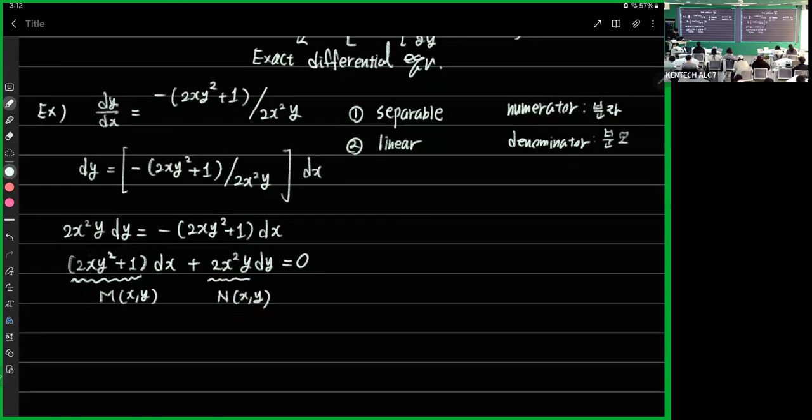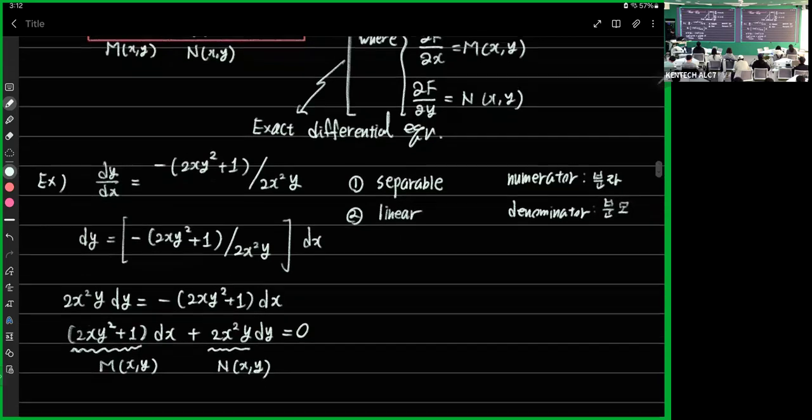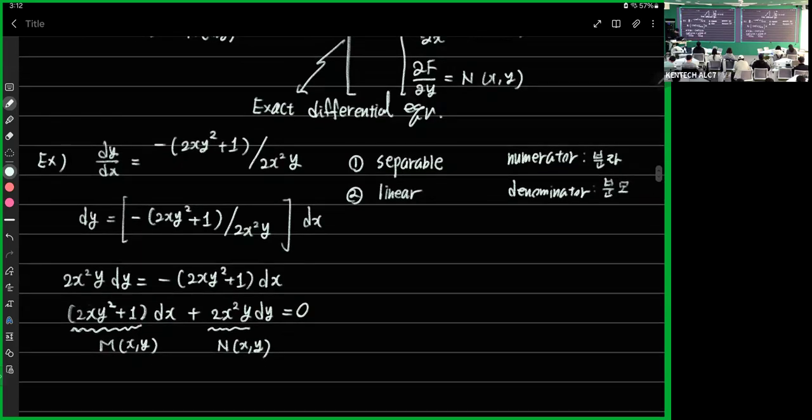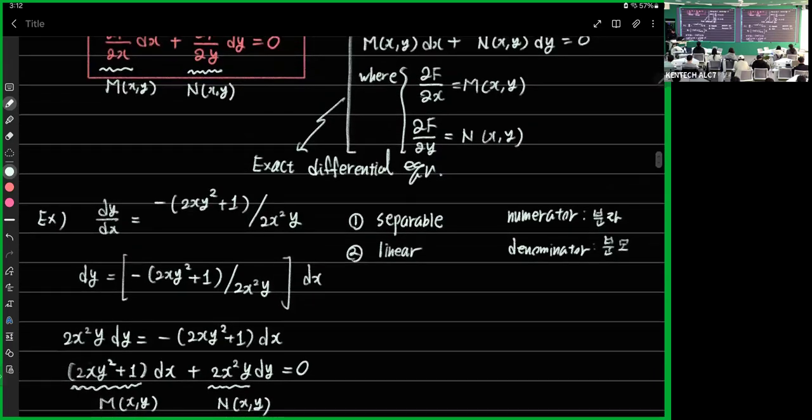Okay, now what are you going to do? Can you say that this is exact? Not yet. What will we do? We have to prove that partial f over partial x equals M, and partial f over partial y is really N. But we do not know f, right? That's weird. This is what we want to find out, because f is the solution. But we do not know f. Then how can you check these two conditions?